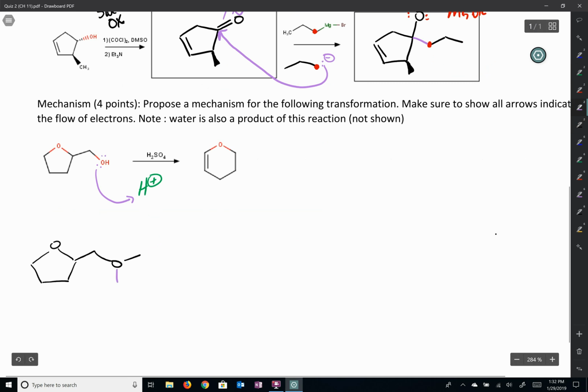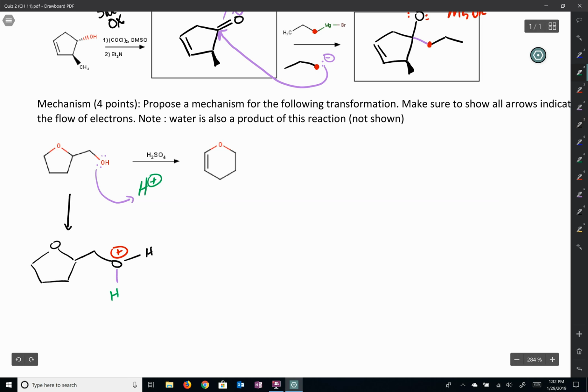So at the end, we've got this. Following up on what I was chatting about in the first video for this quiz, one of the themes for chapter 11 is taking an alcohol and turning it into a good leaving group. We do that by either protonating it or reacting it with a Lewis acid, which ends up with a positive formal charge on that oxygen and generates a good leaving group.